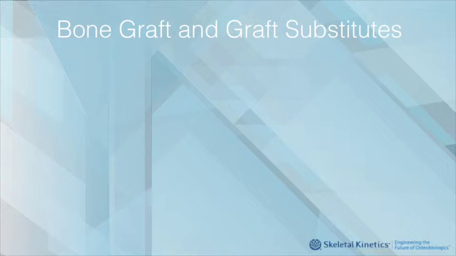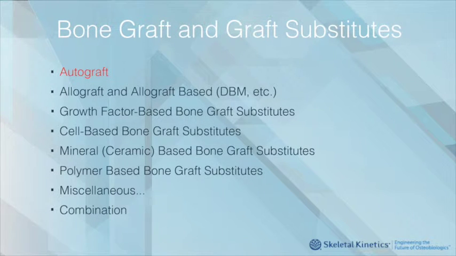These types of surgeons include orthopedic, all different specialties, neurosurgeons, craniomaxillofacial, craniofacial, plastic surgeons, ENTs, podiatry, etc. The types of grafts that they have to choose from include the following categories: autograft, known as the gold standard, allograft and allograft-based products, growth factor-based products, cell-based bone graft substitutes, mineral or ceramic-based bone graft substitutes, polymer-based, miscellaneous, and combinations of all of the above.